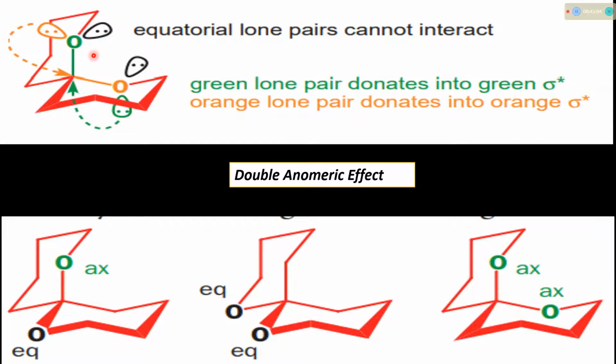Since there is involvement of two ring oxygens, if we are considering this cyclohexane, then this is the ring oxygen, and this will be the axial substituent. If we are considering this other cyclohexane, this is the ring oxygen, and we can consider this as the axial C-O substituent. So this is the most stable conformer of this spiroketal moiety. Here the double anomeric effect will be observed.